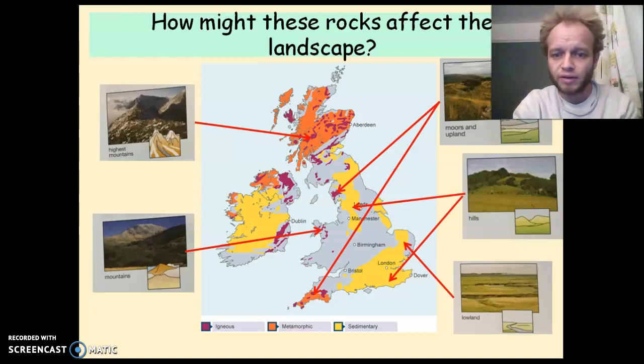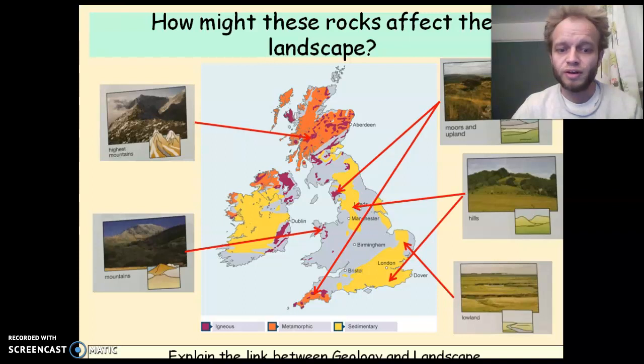We do have hills in areas with sedimentary rocks, sort of gently rolling hills. So Pennines are quite hilly around Yorkshire and so on, and we've got the South Downs around Brighton and the south of London. Okay, so it is hilly, but it is definitely not mountainous. And then we've got areas of lowland out in Norfolk, for example, where it is very flat.